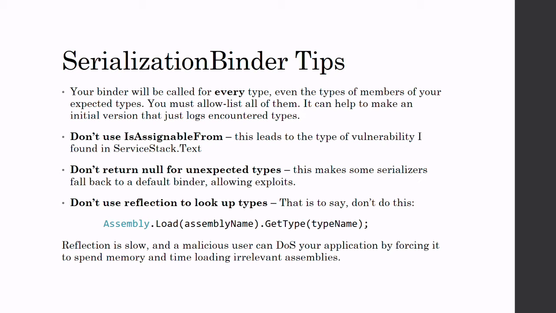You also can't just return null when you see an unexpected type. You have to throw an exception, because when you return null, certain serialization APIs will just fall back to a default binder. And when that happens, the default binder will just create whatever type it's asked for, and you don't achieve anything. And you don't want to use reflection. First, if you're trying to use reflection to compare type against type instead of type name against type name, it's going to be really slow. And you're also creating a situation where an attacker can maybe make your process load assemblies you didn't intend to.